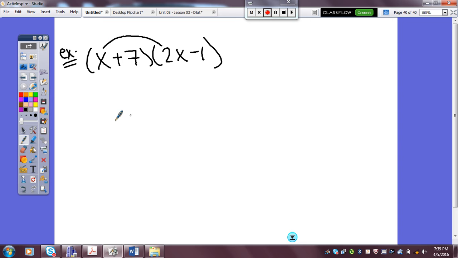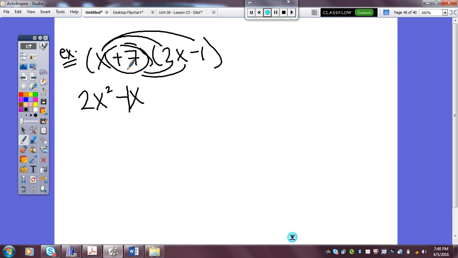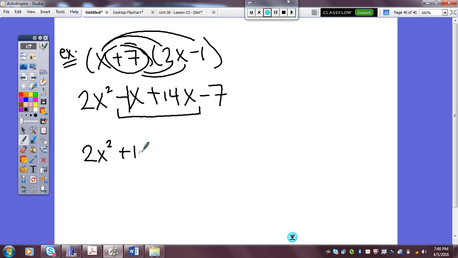So x times 2x is 2x squared. X times negative 1 is negative x. So can I put a 1 here? Sure, it doesn't matter. Now I'm going to take 7, and I'm going to distribute him to everybody. So 7 times 2x is 14x. 7 times negative 1 is negative 7. So now I can clean up my middle terms right there. So I'm left with 2x squared plus 13x, because negative 1 and 14 make 13, minus 7.